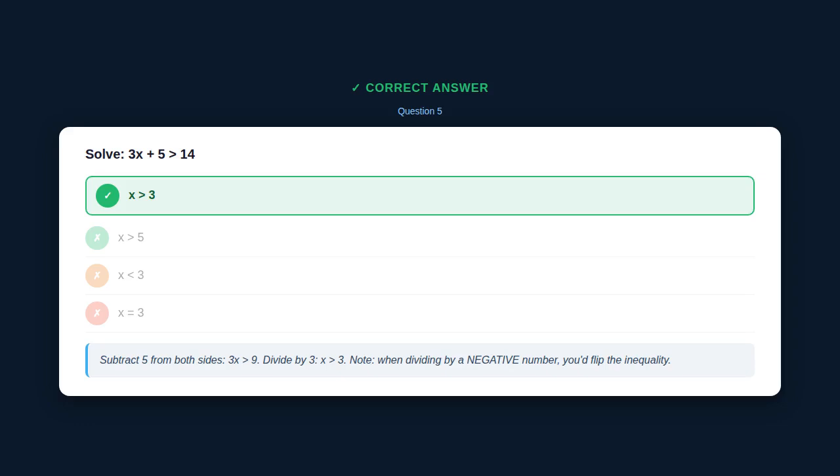Take a moment. The correct answer is A, x greater than 3. Subtract 5 from both sides, 3x greater than 9. Divide by 3, x greater than 3. Note, when dividing by a negative number, you'd flip the inequality.